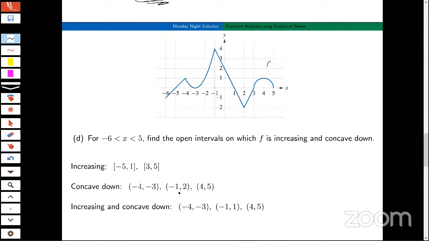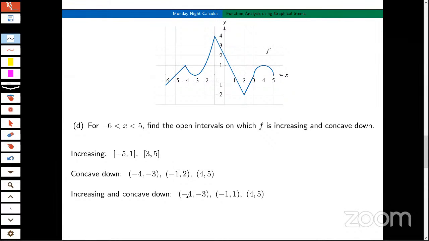All right, here's part D. Says, for x in this open interval, once again, find the intervals on which f is increasing and concave down. So this is another common question. And for us tonight, really what we're going to do is just combine a couple of answers that we already have. We know that f is increasing on these intervals, from a previous question, where f prime is positive: -5 to 1, 3 to 5. Yes, I can see that by looking at the graph. Concave down, where f prime is decreasing. We just took a look at that. So there are those open intervals.